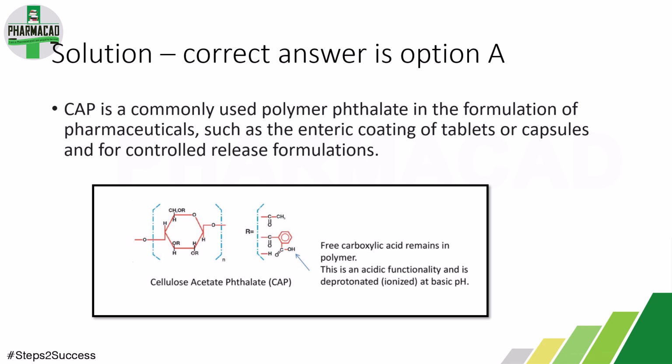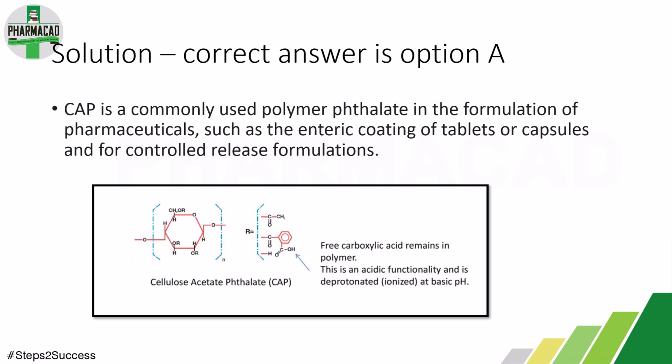CAP is a commonly used polymer in the formulation of pharmaceuticals, such as the enteric coating of a tablet or capsule, and it is used for control release formulation. Why is it used for control release formulation? Because there are certain medications which get destroyed at the acidic pH present in the stomach. So we have to create an acid resistant tablet, and so we are using a coating on that tablet to prevent it from getting degraded. So basically the common polymer is CAP, that is cellulose acetate phthalate.